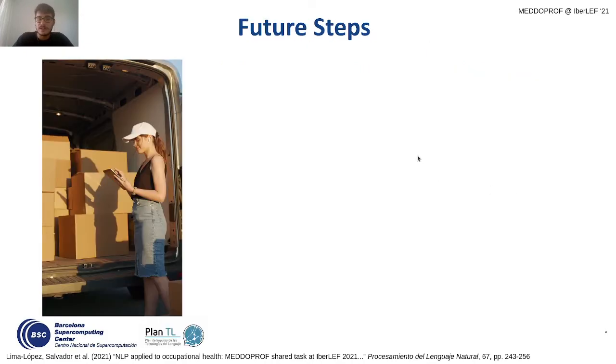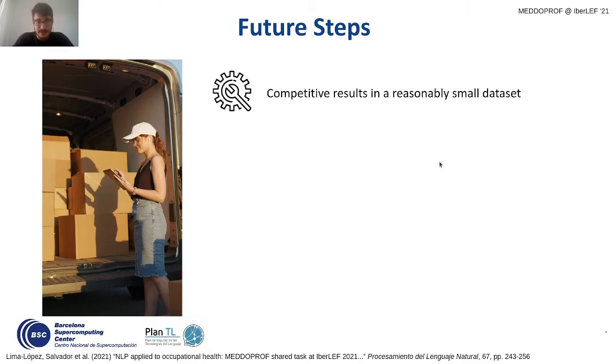Well, as for the future steps we would like to follow, the first one is that, even though we had some competitive results given the reasonably small data set, we would obviously like to expand the annotated data, maybe include some other type of occupational information. Our original goal was to annotate 2,000 documents, but because of some difficulties in the annotation, we were a little bit below that. So we would like to at least reach those 2,000 documents.